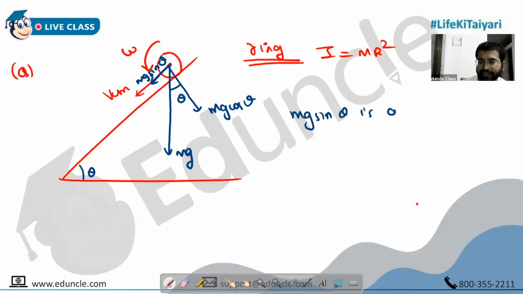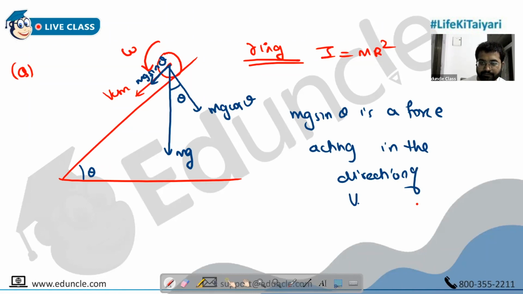Mg sin theta is a force acting in the direction of VCM. It means VCM will increase. Now, how will mg sin theta contribute to omega? No contribution. Why? It passes through the center of mass, because of which there is no torque.